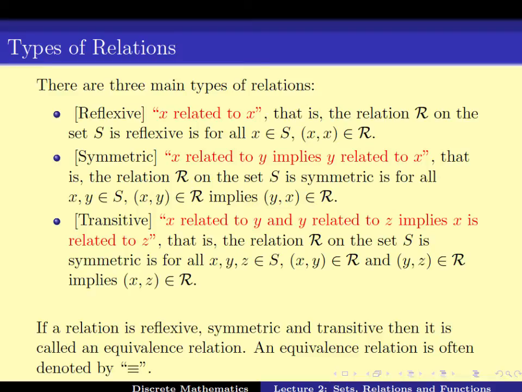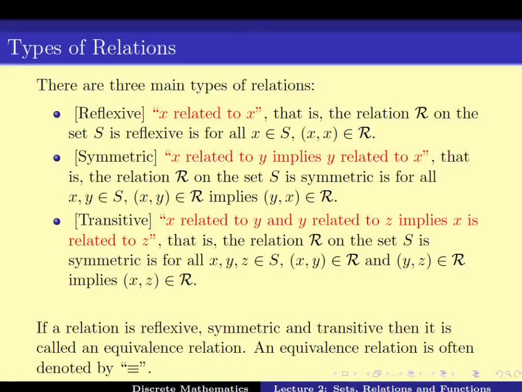Binary relations, depending on whether they have some more structure or not, have been classified into various categories. So here are three main types of binary relations. Number one, what we call a reflexive binary relation. In other words, x is related to x, so (x, x) is in the binary relation R. The second one is the symmetric binary relation. Here if x is related to y, then y must be related to x. Or in other words, (x, y) is in R if and only if (y, x) is in R.